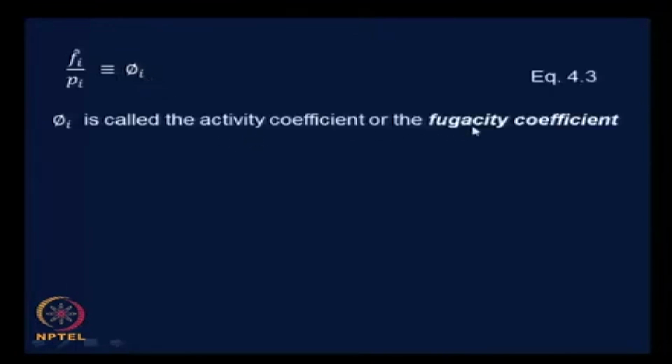We will call that equation 4.3, and phi I is sometimes called the activity coefficient also. We will call it the fugacity coefficient in this course. In this course we will use this term activity coefficient for something else which we will talk about later. So we will limit our terminology to fugacity coefficient, but in some books, maybe in some of your reference books given earlier, you will find this term activity coefficient. You should not get confused when you find phi I being referred to as the activity coefficient.